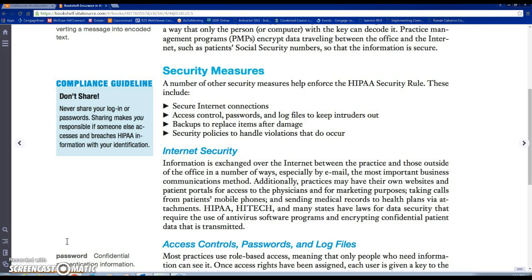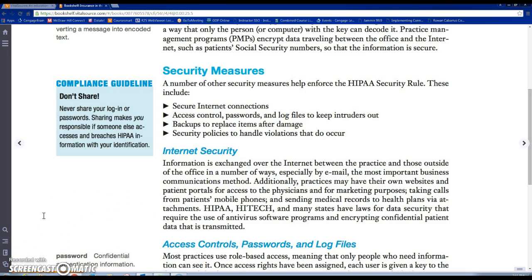The HIPAA security rule deals with all the security measures, the internet, access to files. You'll notice when you're working in this field that your login access will only allow you to see certain things, and then also there's access controls for the entire system so that outside people cannot get into this, and then how are they going to handle any violations that do occur.